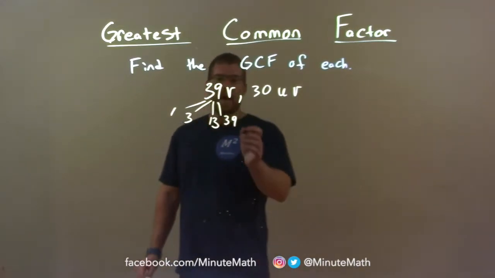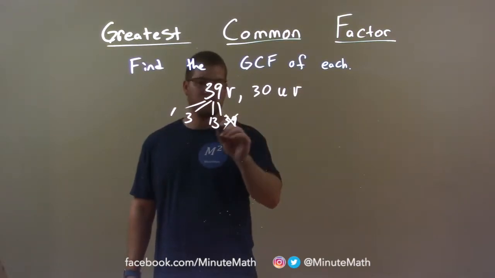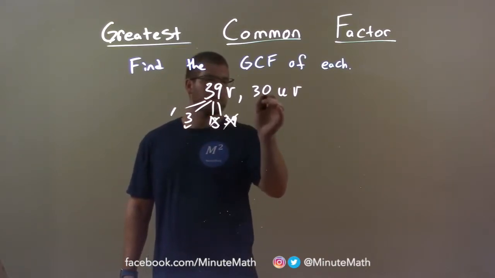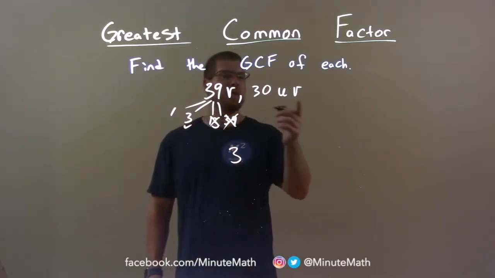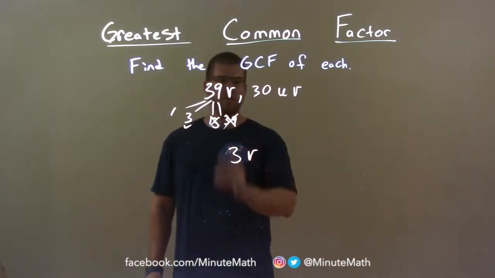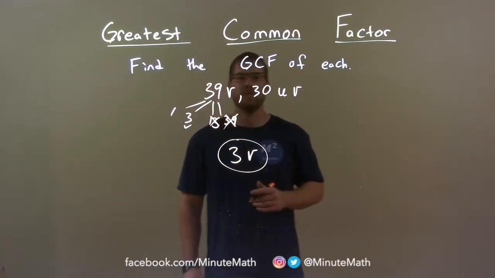Well, out of these numbers, 39 does not go into 30, right? So obviously can't go in evenly, done with that. 13 doesn't go into 30, but 3 does. So the largest number here, 3, is also, we know, goes into 30, so we have a 3. Now we have a v in both of these, so we have a v as well. Okay, u is not in both, so we don't include that. So our greatest common factor is 3v.